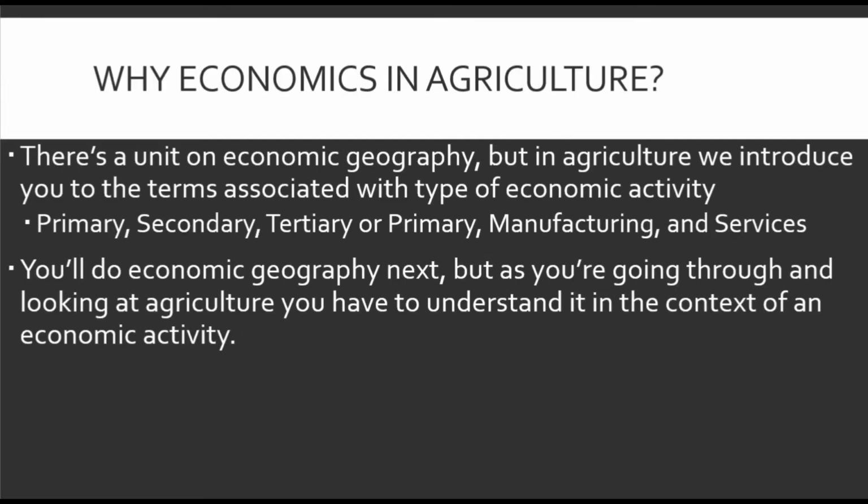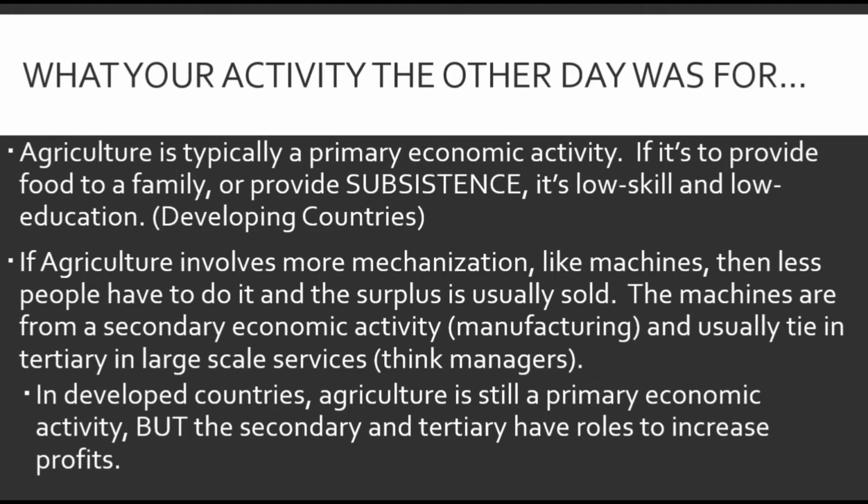First, though, to review the information that you all did last week in class, we talked about economics. So we have an entire unit on economic geography, but in agriculture, we introduce you to these terms that are associated with economic geography: primary, secondary, tertiary. They're also classified as primary, manufacturing, and services. You're going to do economic geography next. We're going to get into a lot of detail with these things, but they're really good to frame the agricultural revolutions and how they're influenced by where people are working.